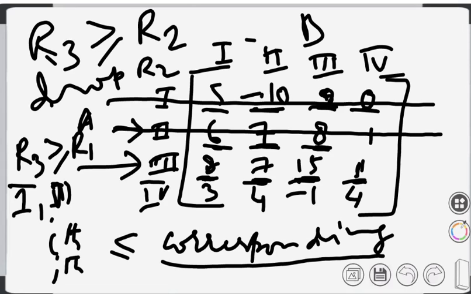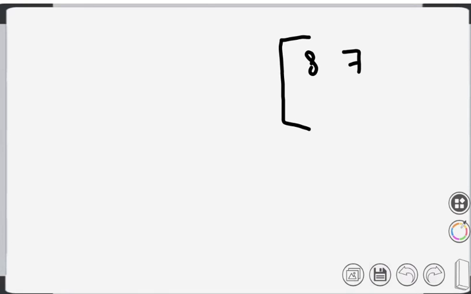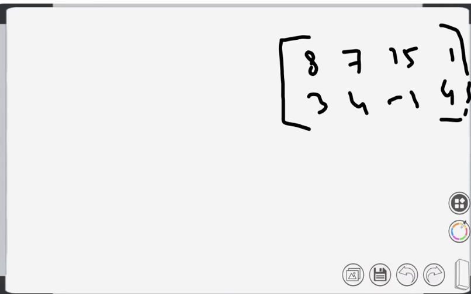I hope I have made your question clear. I have tried to answer your question. The matrix rows are 8, 7, 15, 1, then 3, 4, minus 1, 4. So see, the second column and fourth column.